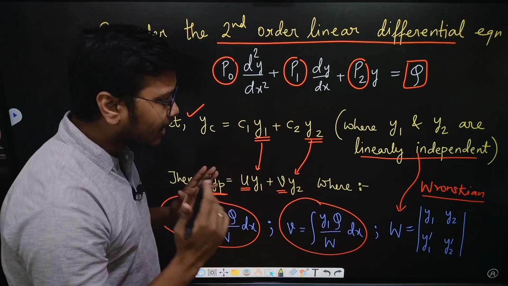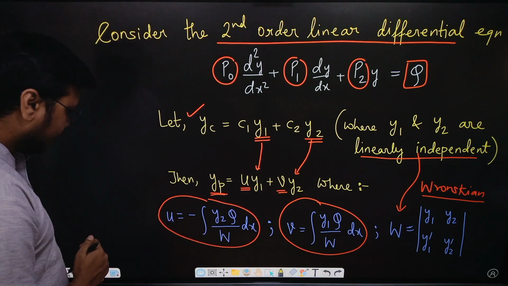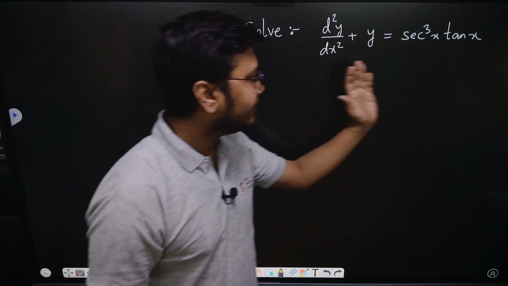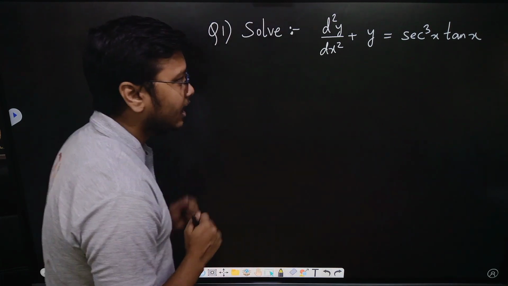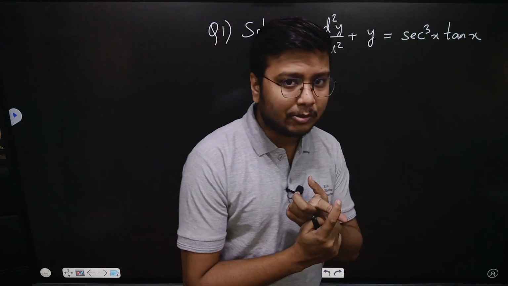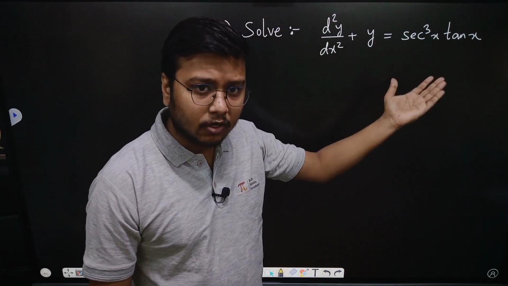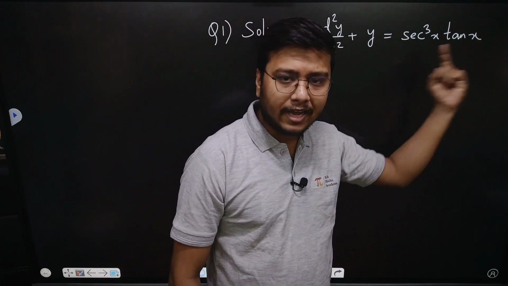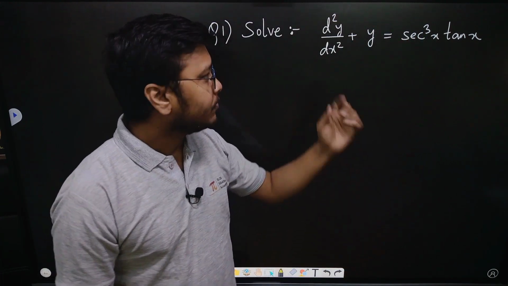Now we are going to apply this in a few problems. So let's look at our first problem. It says to solve this differential equation. Obviously we'll solve it by variation of parameters. One more thing you can observe: if you don't know what the D operator method is, then you will find a hyperlink over here for the D operator video and you can check that out.